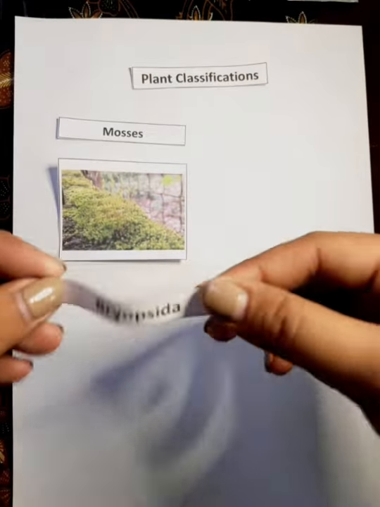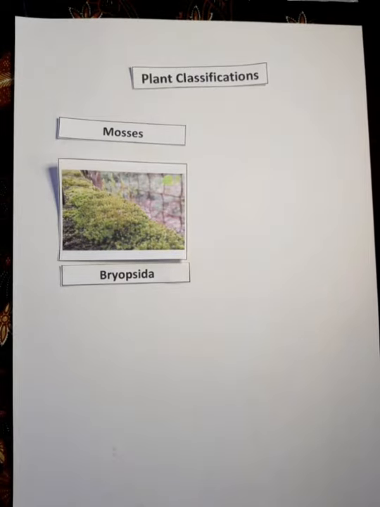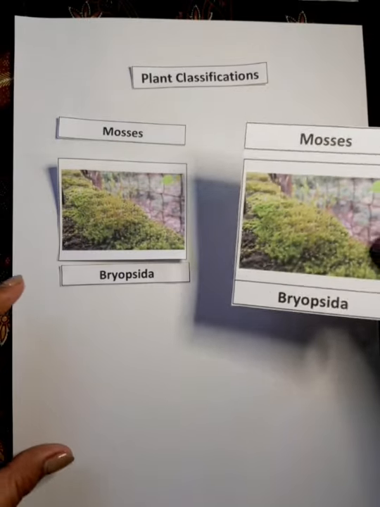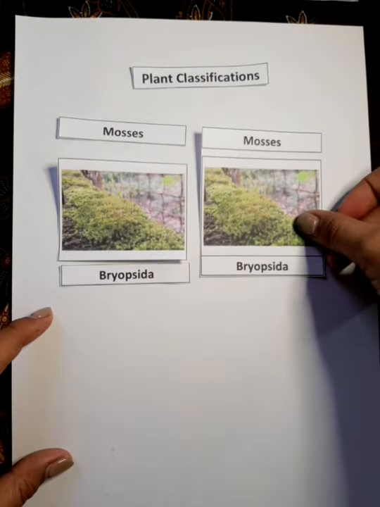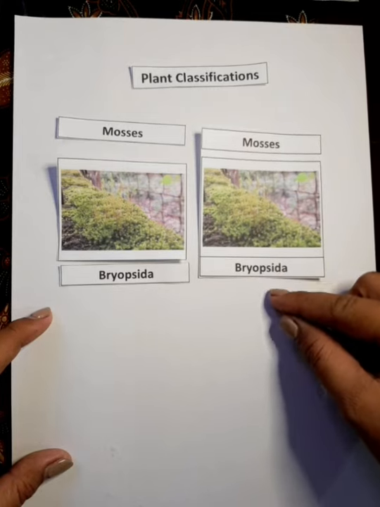Bryopsida. Okay, you may check your work using the control card here. Mosses. The example is Bryopsida.